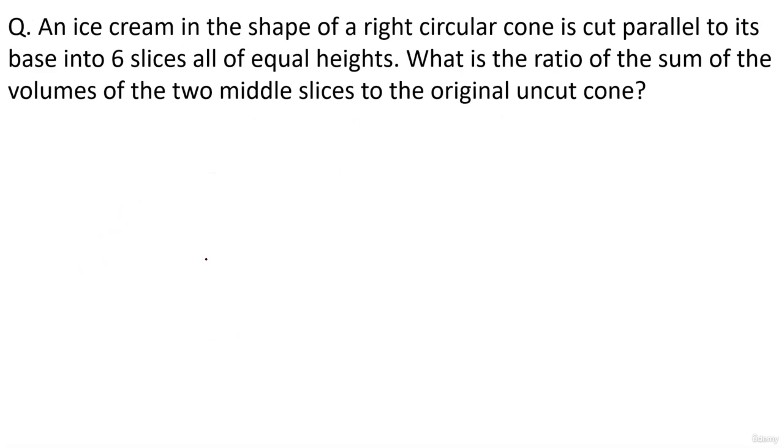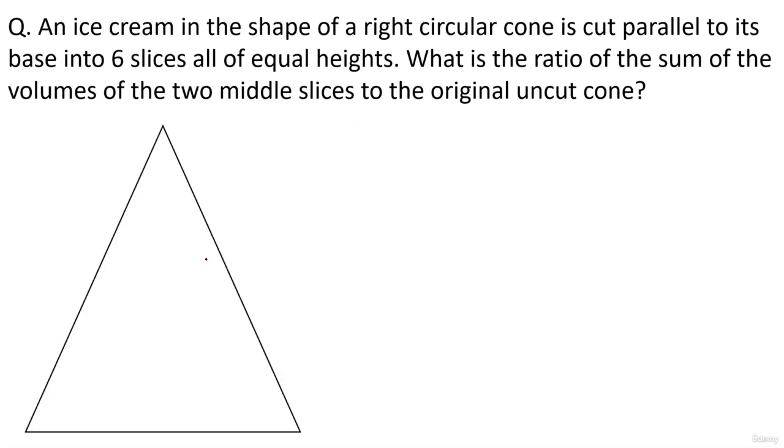An ice cream in the shape of a right circular cone is cut parallel to its base into 6 slices, all of equal heights. What is the ratio of the sum of the volumes of the two middle slices to the original uncut cone? All right. So this is your ice cream cone. इसको हमने cut किया है 6 parts में, all of equal heights.